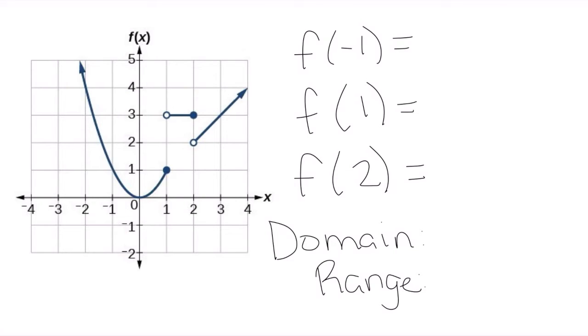So the first part that we're going to evaluate is f of -1. So we're going to look for -1 on the x-axis and see what output that gives us on the graph. And we can see that f of -1 gives us an output of 1.